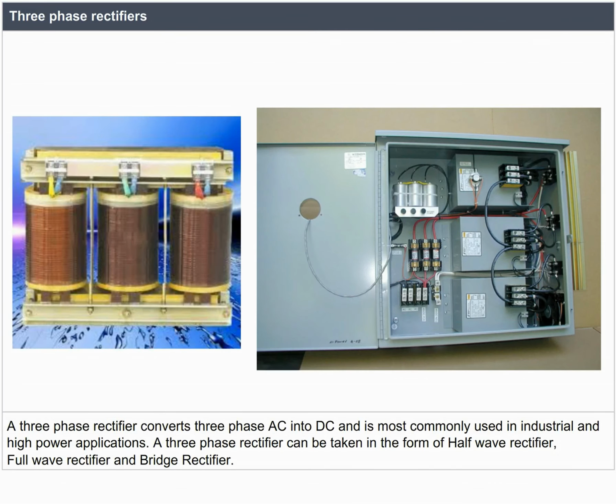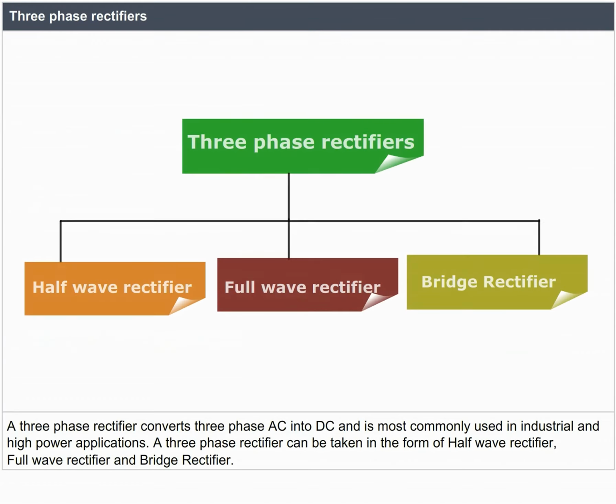Three-phase rectifiers. A three-phase rectifier converts three-phase AC into DC and is most commonly used in industrial and high-power applications. A three-phase rectifier can take the form of a half-wave rectifier, full-wave rectifier, and bridge rectifier.